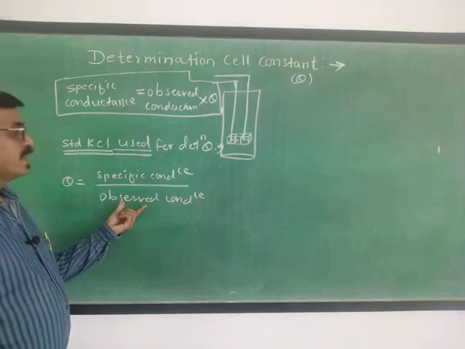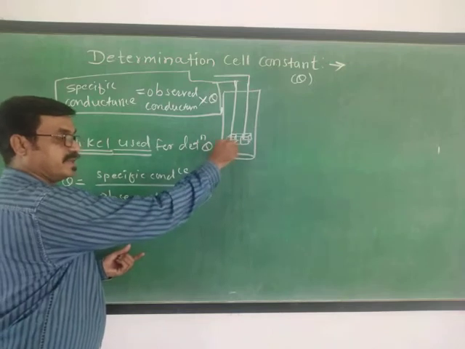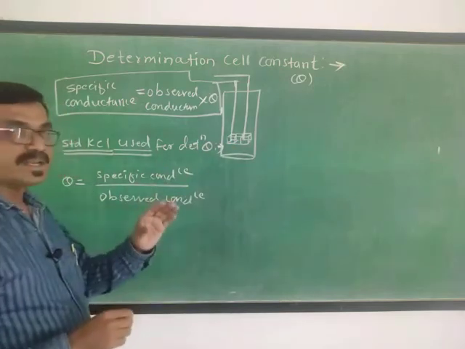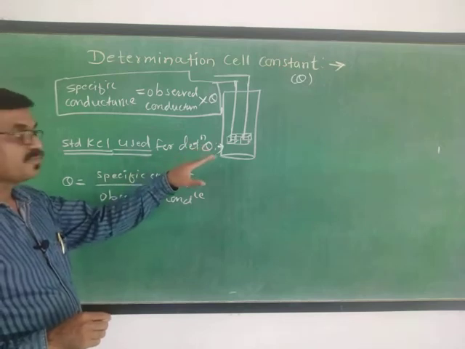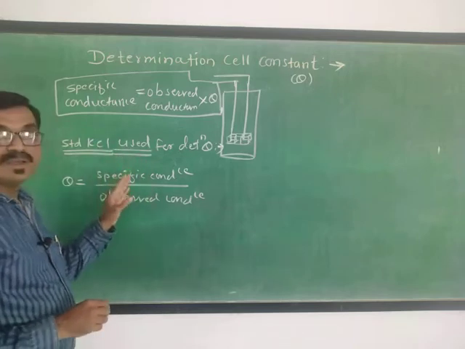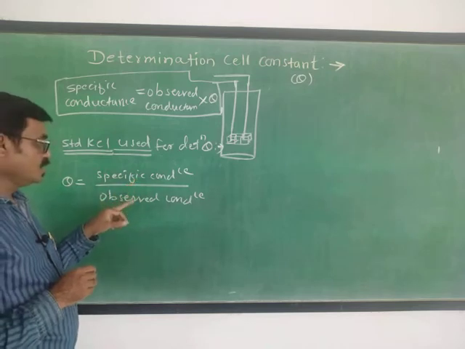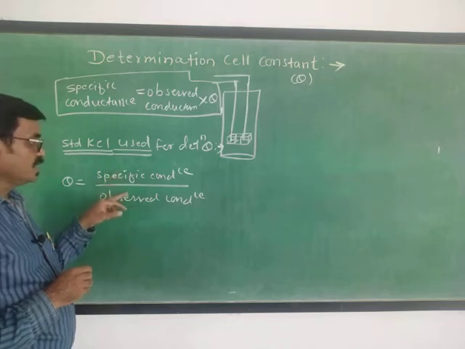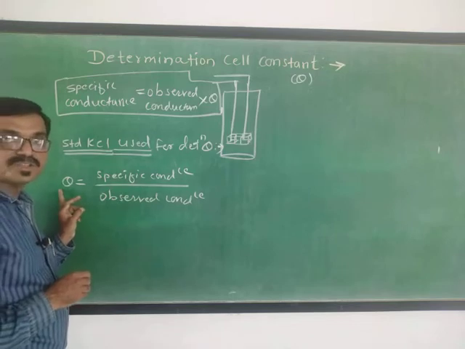After putting this standard KCl, you know the observed conductance of that KCl solution. At a particular temperature, for the standard KCl solution which you have used, there is a literature value, that is the specific conductance at a particular temperature for a particular concentration of KCl. You know this value from the literature, and you measure the observed conductance of this standard KCl solution. If you take the ratio of these two, you get the cell constant.